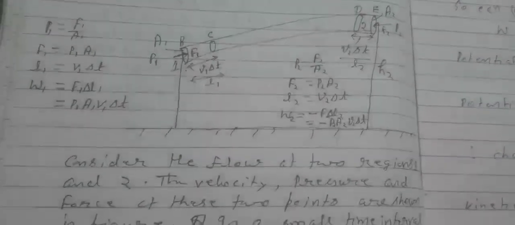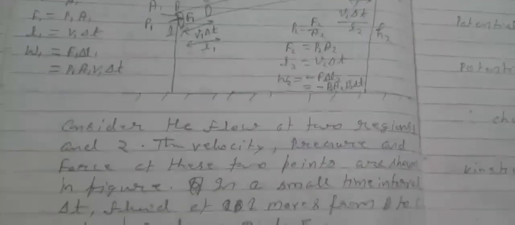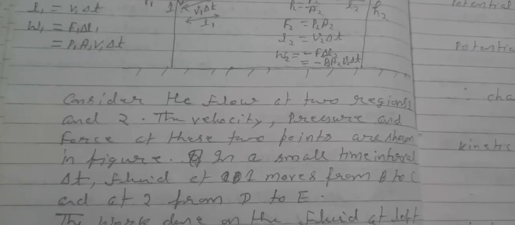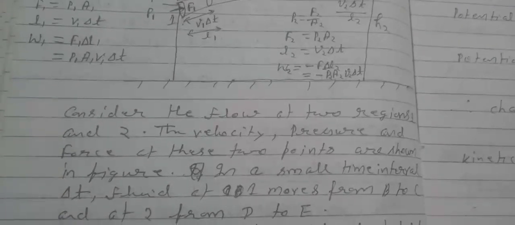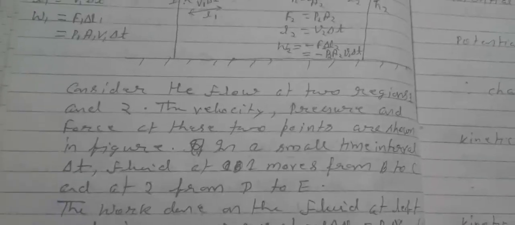Consider the flow at two regions, 1 and 2. The velocity, pressure, and force at these two points are shown in the figure. In a small time interval delta t, fluid at 1 moves from B to C, and at 2 from D to E.